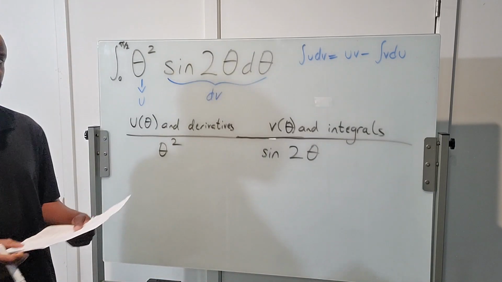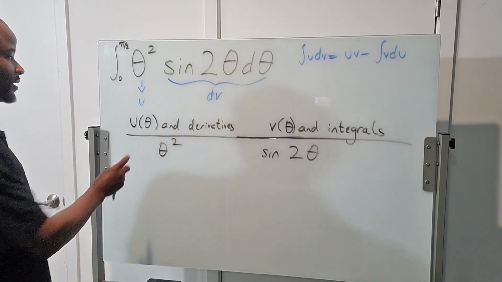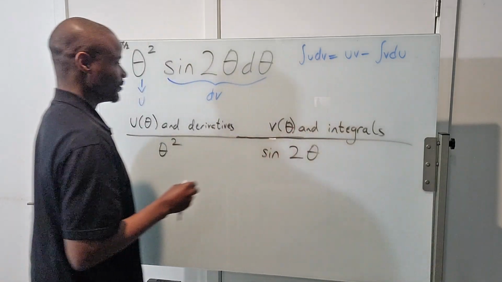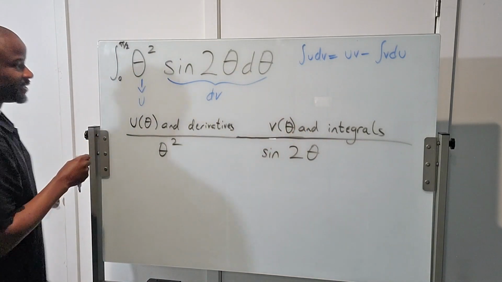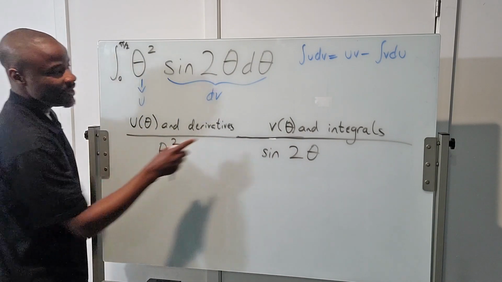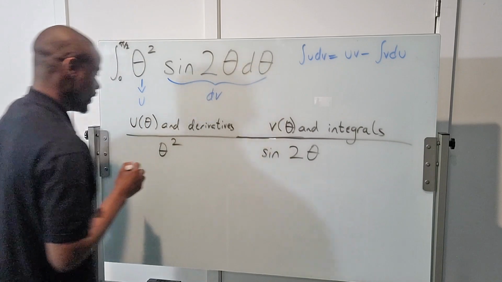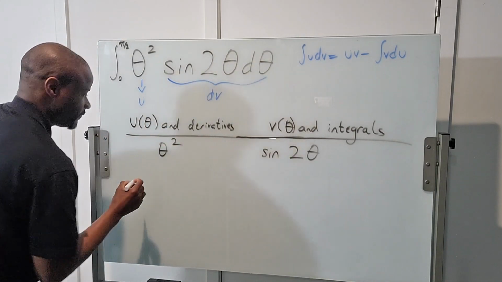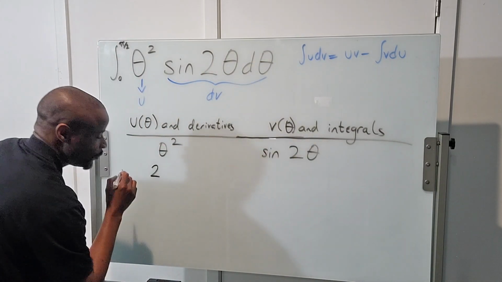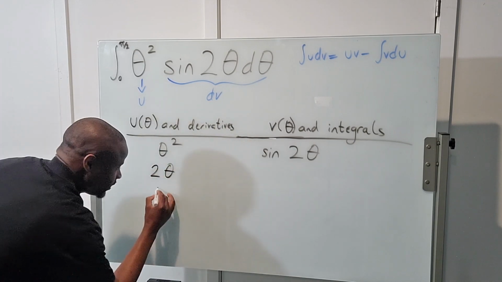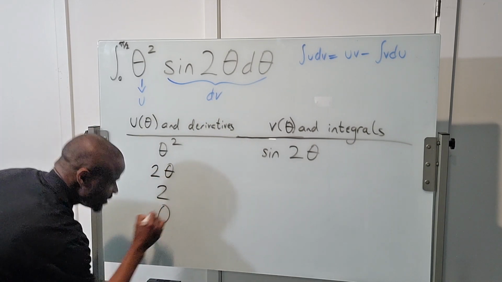The method of tabular integration has us list u of theta and its derivatives, v of theta and its integrals. So u of theta we've identified as theta squared, v of theta sine 2 theta, we're going to leave the d theta out. So what is the derivative of theta squared with respect to theta? It's simply 2 theta. Derivative of this, again, it's 2, derivative 0.